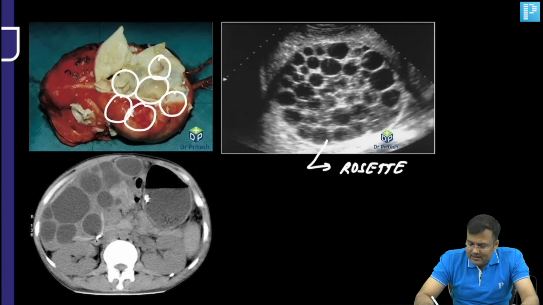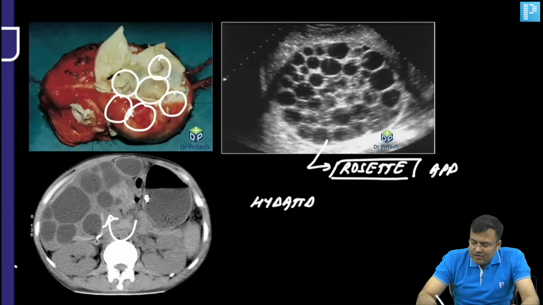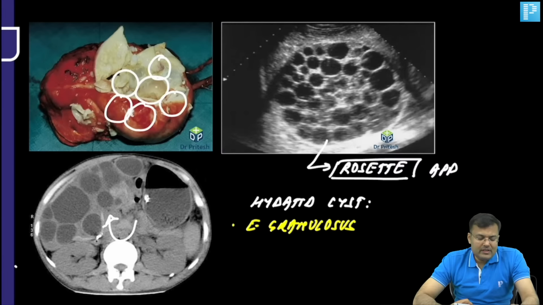There is a cyst within cyst appearance, this is known as rosette appearance. And here on the CT also you can see multiple cysts in the liver. So, this is hydatid cyst, and all of you know, in hydatid cyst, what is the organism responsible? Most commonly it is Echinococcus granulosus. Clear? So, this is Echinococcus granulosus.